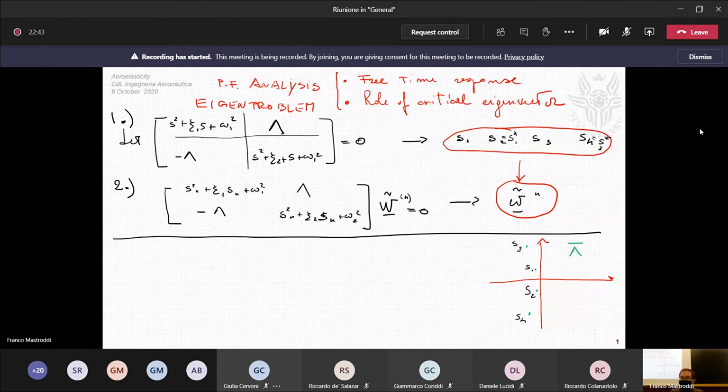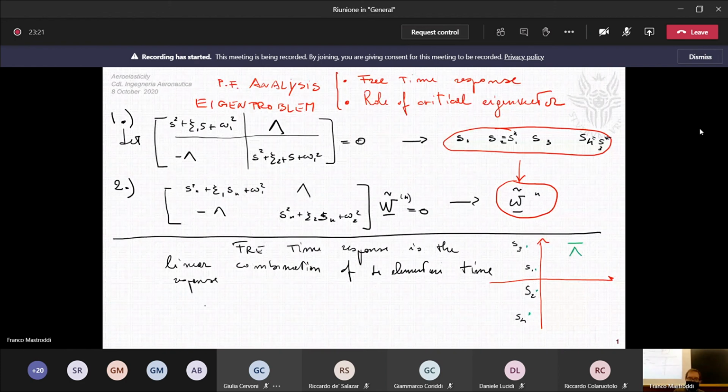For building the time response in the free condition, my statement is the following. The free time response is the combination, is the linear combination of 4 elementary time response.